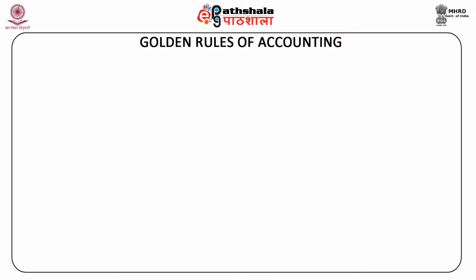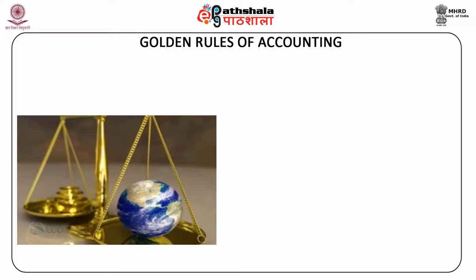As can be seen, all the three types of accounts have separate and unique rules of accounting. Each account has two rules, one related to debit and the other related to credit. These rules are called the golden rules of accounting, as the entries are recorded on the basis of these rules, and it forms the basis of the double entry bookkeeping system.